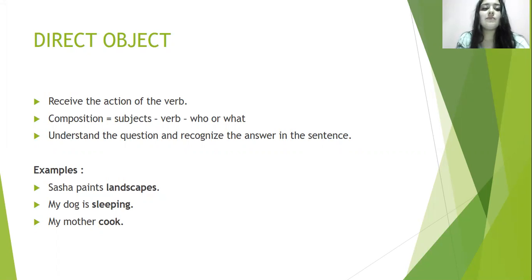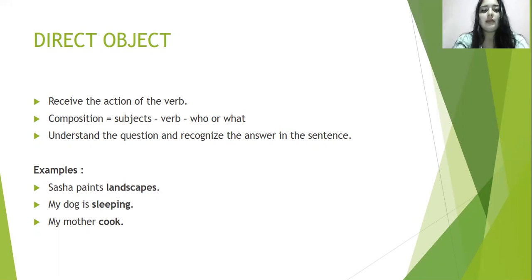We have some examples. First, Sasha paints landscapes. The direct object is landscapes in this case. Who paints landscapes? Sasha paints landscapes. The second example is, my dog is sleeping. Who is sleeping? The answer is my dog. My mother cooks. Who cooks? My mother. My mother cooks.